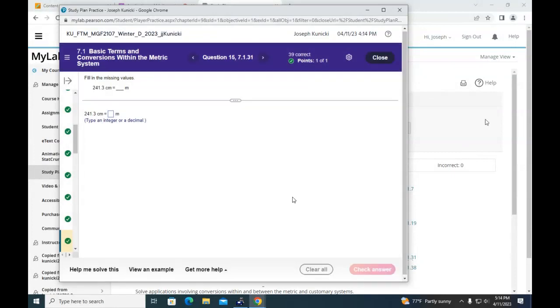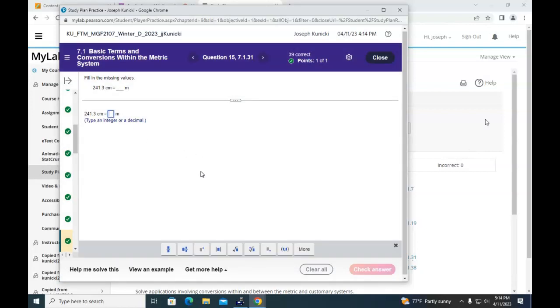Okay, 31, 241.3 centimeters. So now I'm going up. I'm going up from centimeters to meters, 2 powers of 10. So I've got to move the decimal place 2 places to the left. So this will be 2.413. See what I mean about the digits? The digits don't change.